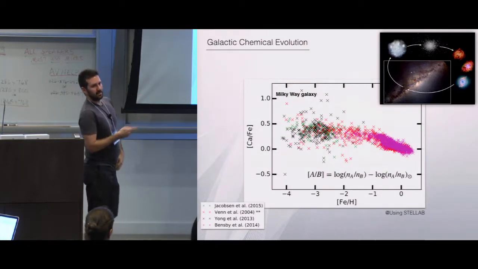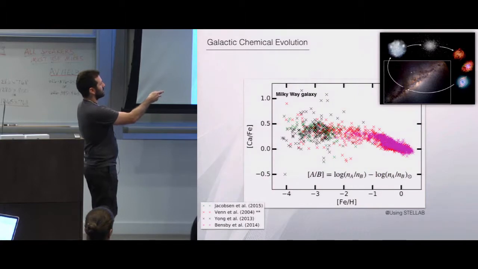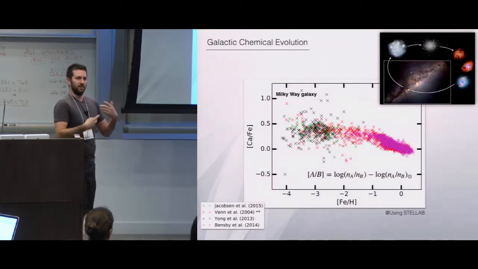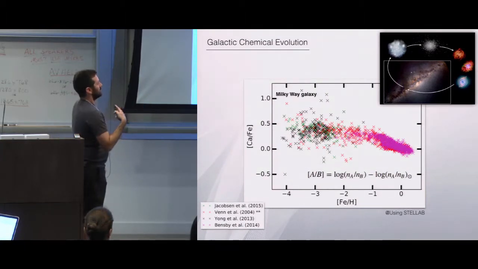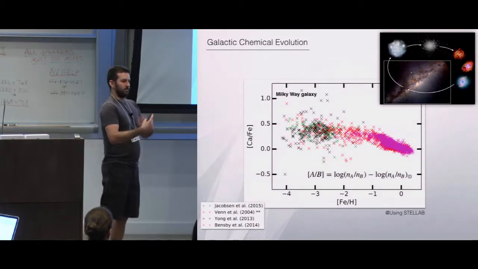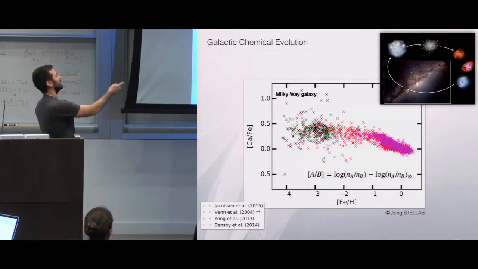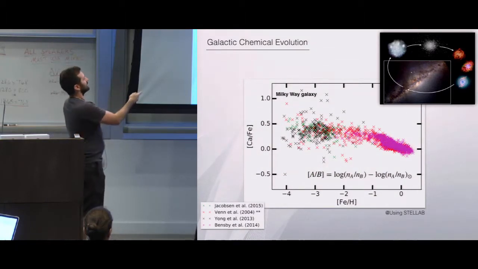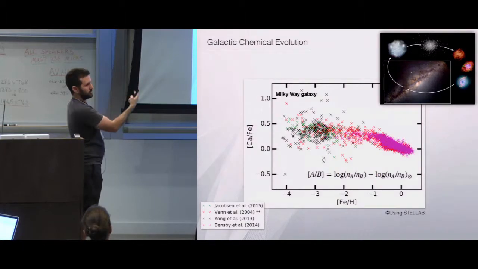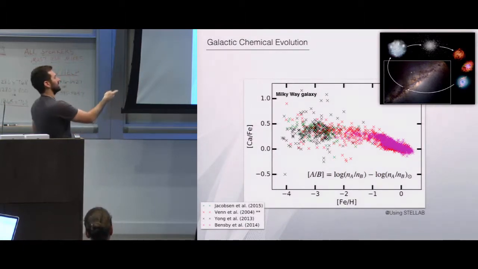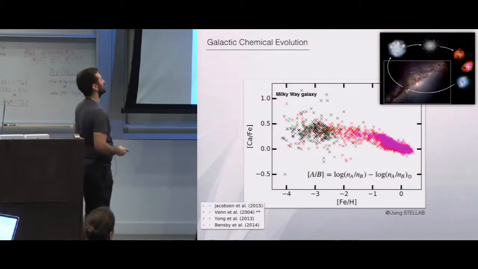So you're looking at stars in the Milky Way. Each of the crosses represents one star that has been observed using spectroscopy. Because you use spectroscopy, you are able to know what the different abundances in your star are. So here is calcium over iron. We always use ratios in this field. So this is always a ratio of two elements that are produced by a star. This is telling you how much calcium you have relative to iron in the atmosphere of the star.